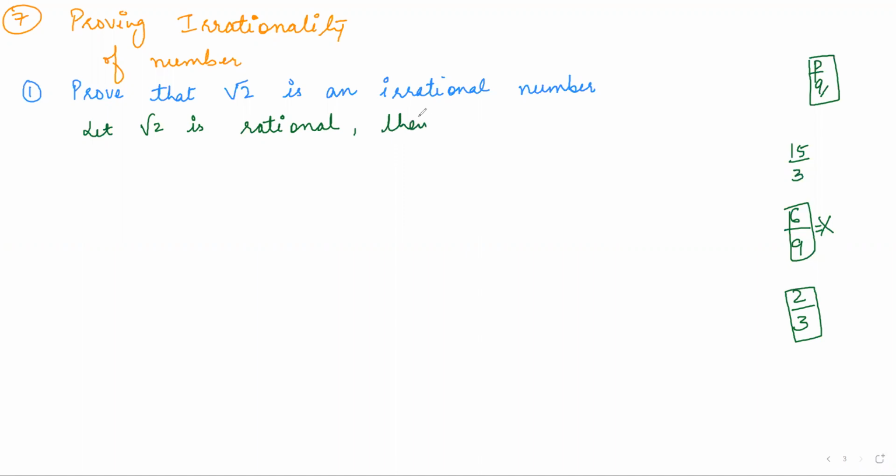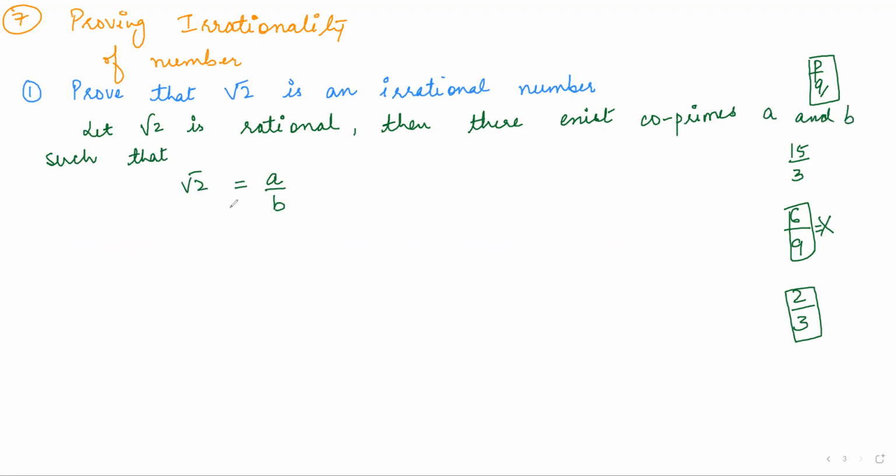Then there exist co-primes A and B such that we can write that root 2 is equal to A upon B, right? Sorry, co-primes A and B such that root 2 is equal to A upon B. So we have to assume co-primes, not integers. This term is important. You will see why.